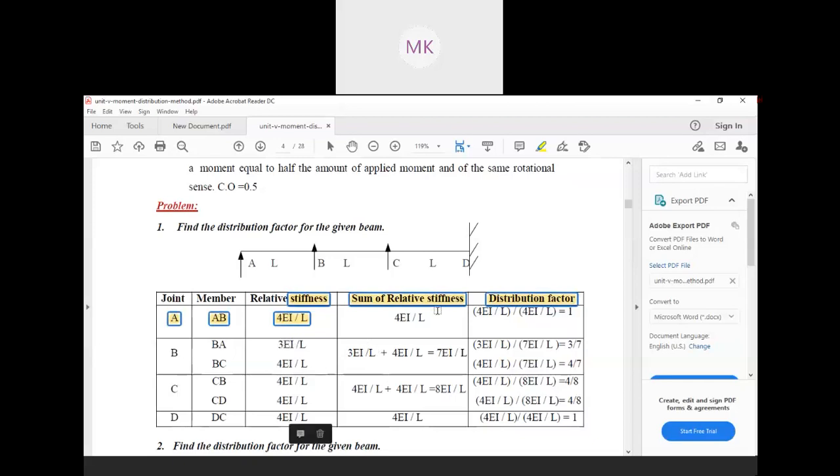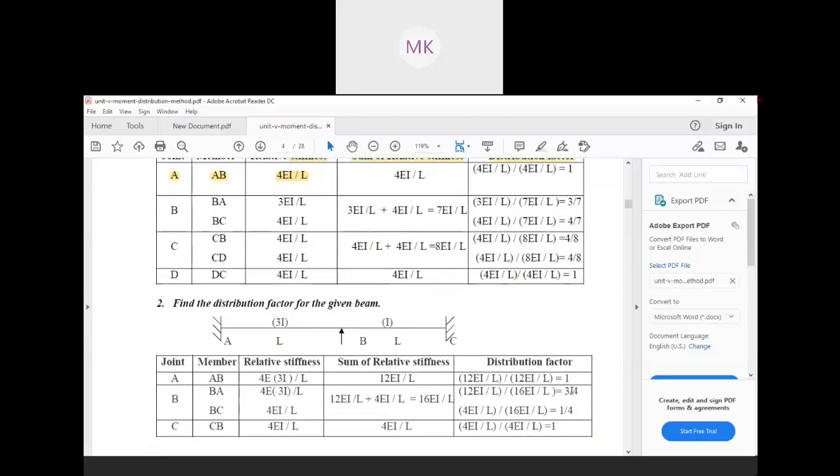Sum of the relative stiffness, and always remember the distribution factor at every joint. At every joint, it doesn't matter how many members are connected, if we add all the members, it will always come up as 1. Remember that. As you can see here, at the first joint, it is only one member, so it comes out as 1. At the second joint B, two members are connected, but when we add up 3 by 7 and 4 by 7, you will also get 1. Similarly for C and for D.